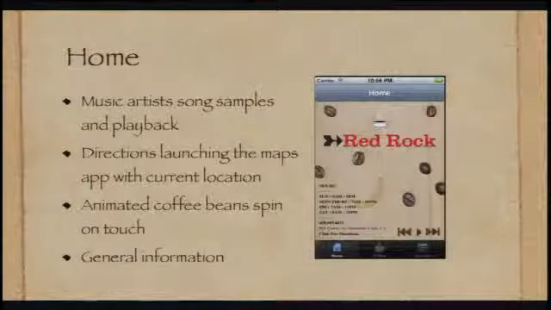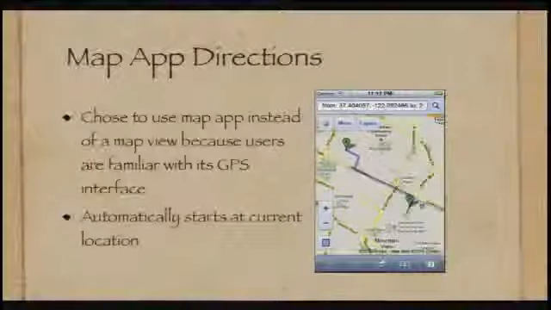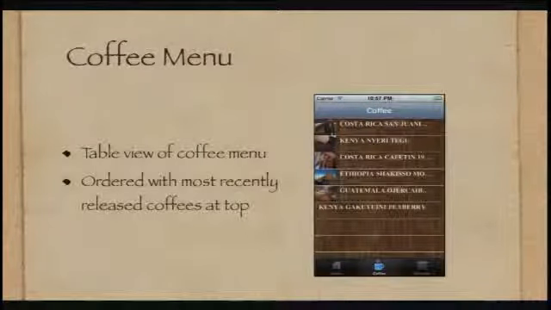Basically, there's a playback option where it plays music from the artists that have visited Red Rock. It can launch the directions app with your current location. It grabs your current location and launches it. There's some fun animations with the coffee beans, rotating them, switching them around. So here's what happens when you click on the link. It pops the map app up and automatically puts your current location in. I chose this because I feel like users are very familiar with the map interface rather than making one myself.